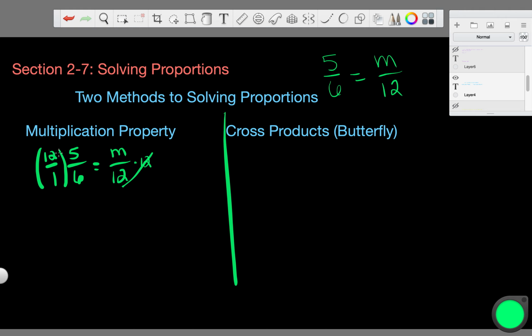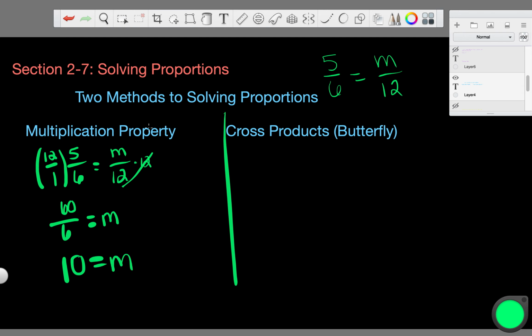So when I multiply two fractions, all I do is multiply my numerators and multiply my denominators. So I have 12 times 5, which is 60, over 6 times 1, which is 6. And my right-hand side is just m. And I can reduce this. 60 divided by 6 gives me 10. And I get that m equals 10.